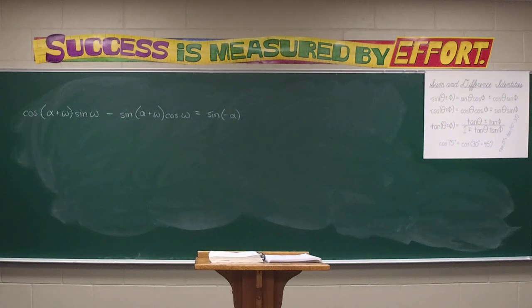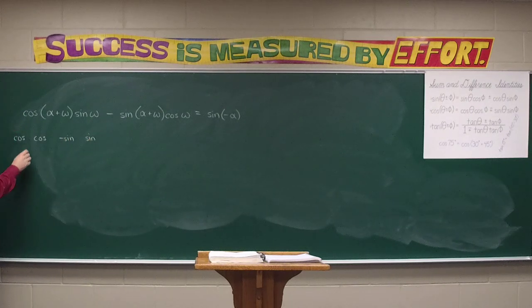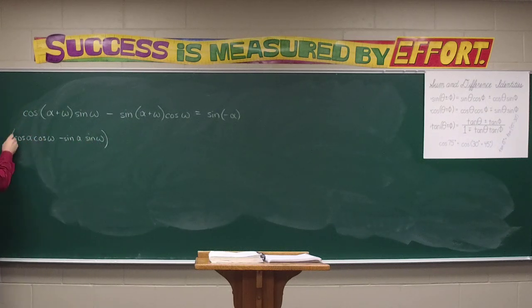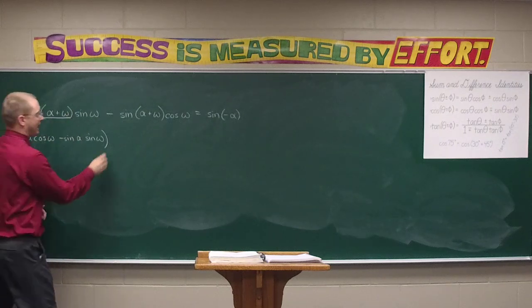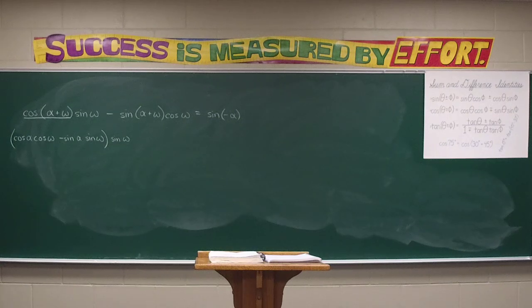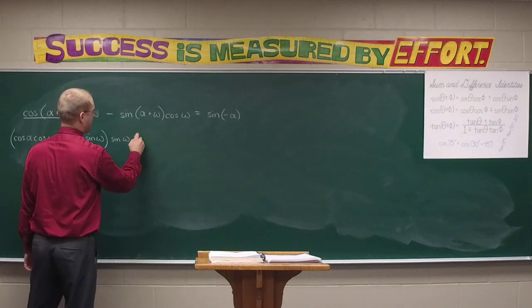Anytime we see a sum or difference identity for cosine, we would write cosine, cosine, sine, sine, and make the middle sign negative. Cosine, cosine, minus sine, sine. And of course we drop in the alpha, omega, alpha, omega, and all of this is being multiplied by the sine of omega. And it says minus, so we put a minus.